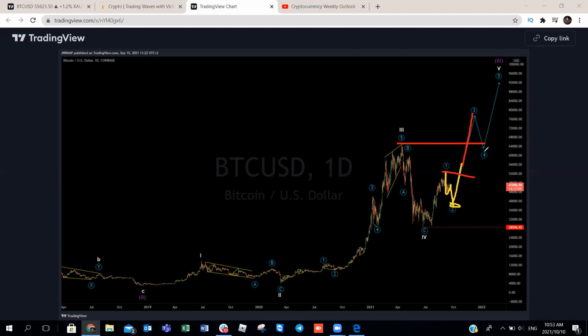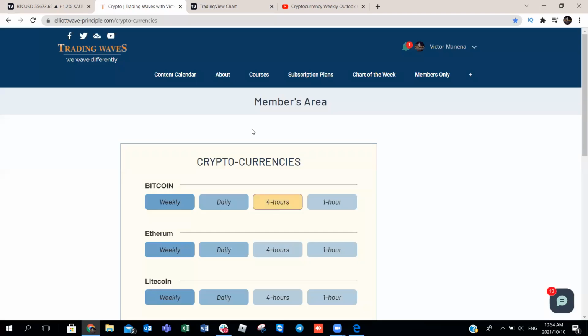But first, we need to break the previous high here. We've already broken this wave 1 here, but we need to see Bitcoin break the previous highs or all-time highs at 64,000 for us to see upside to even 100,000 on Bitcoin. I'm going to show you the 4 hour as well on Bitcoin. So this is the 4 hour.